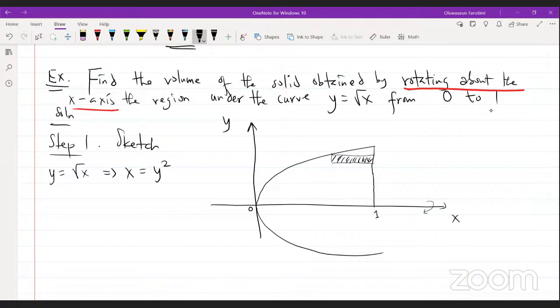Okay. So now what did we call the shell radius, guys? We said the distance between the shell to the axis of rotation. So that means this part to this part is my shell radius. Now x is from 0 to 1. When x equals 0, what is y? Y is square root of 0, which is 0, right? When x equals 1, what is y? Y is square root of 1, which is 1. So on the y part, you are going from 0 to 1.